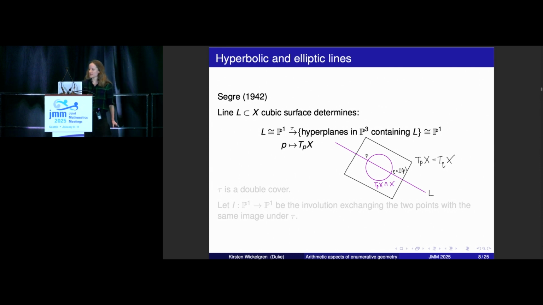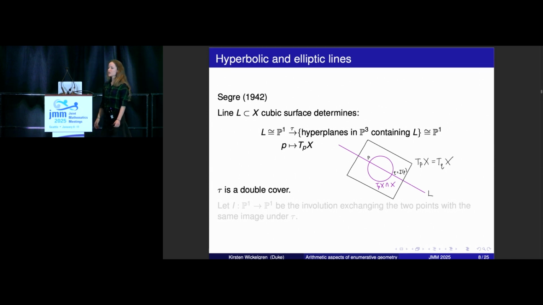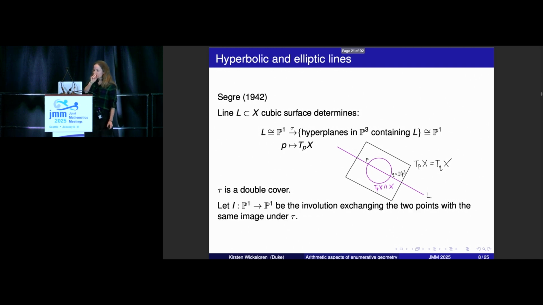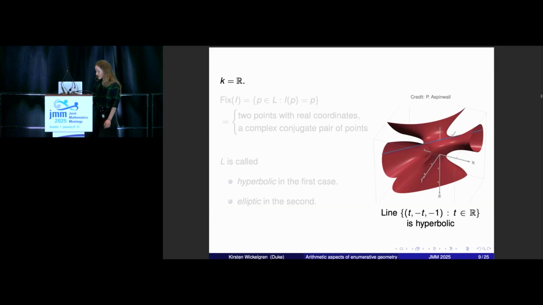So we get to see that this map is a double cover of P1. So it has a Galois group that's Z mod 2, and let I from P1 to P1 be the involution that exchanges the 2 points with the same image under tau, the 2 points with the same tangent space. So it sends every point of the line to the other unique point with the same tangent space. So it's an involution. Let's stay over R. And then its fixed points.